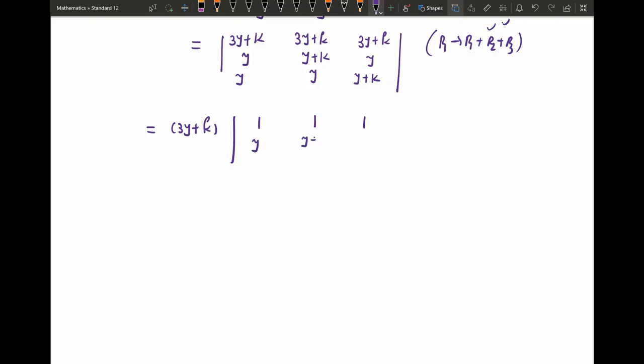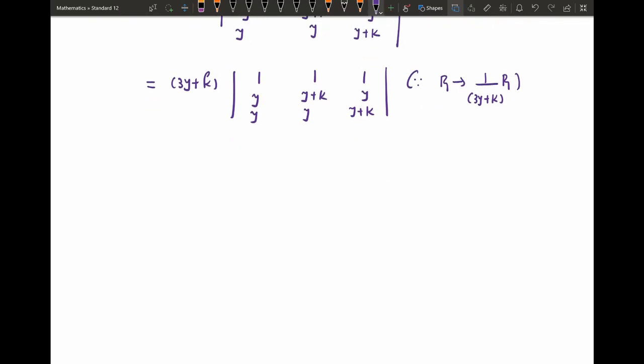So 3y plus k we have taken common from first row. Y plus k, y, and since we have taken 3y plus k common from first row, symbolically we denote R1 to 1 upon 3y plus k of R1. Now since 3 entries are 1, you can observe here. So these 2 we will make as 0 using column operation C2 to C2 minus C1 and then C3 to C3 minus C1.